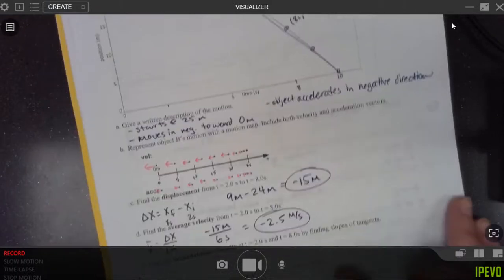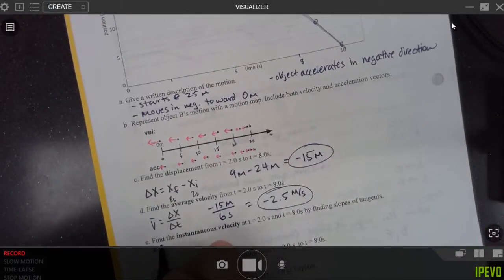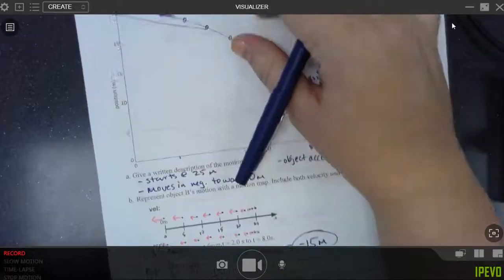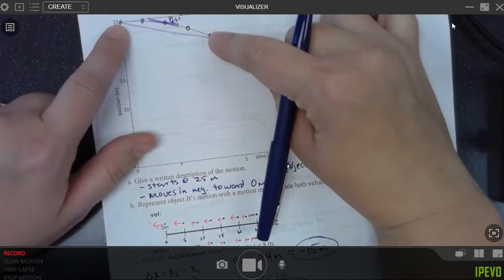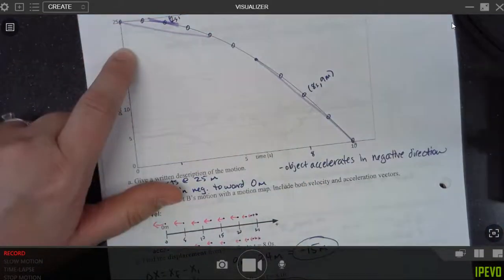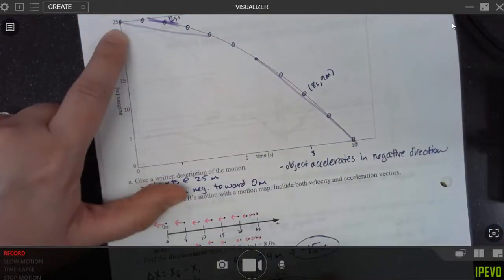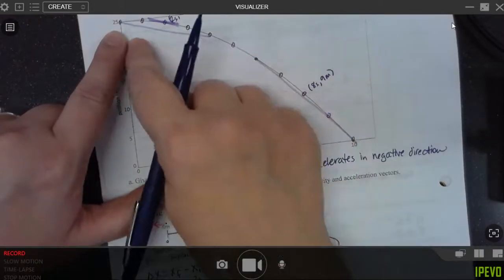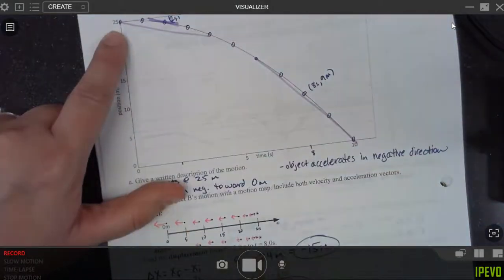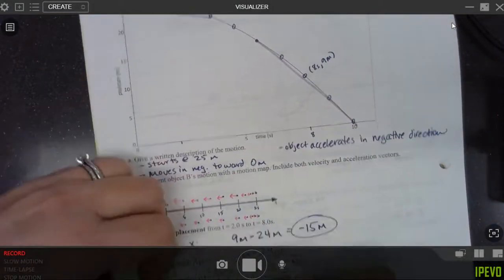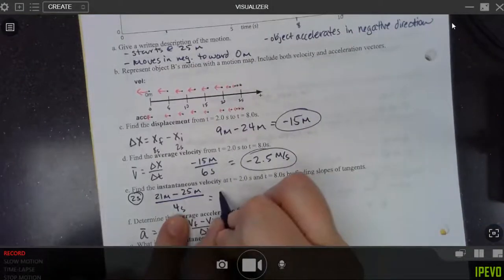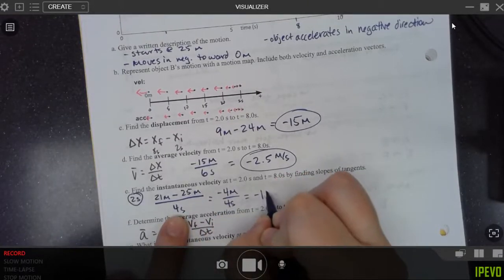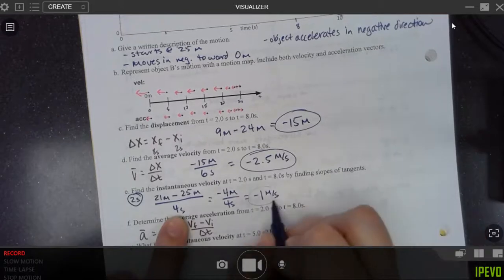So for my 2-second instantaneous velocity, I'm going to do my change in position for 4 seconds and 0 seconds. So my final position is 21. And I'm going to subtract from that 25 divided by, and the difference between these is 1, 2, 3, 4 seconds. So I've got minus 4 meters divided by 4 seconds is minus 1 meter per second, which is much lower than this one, right?